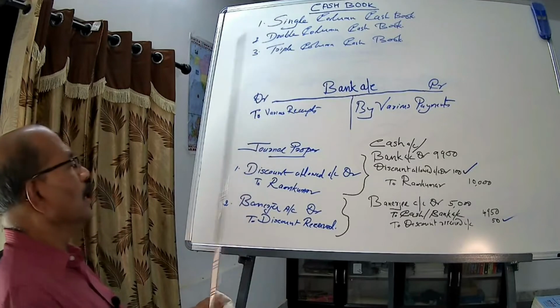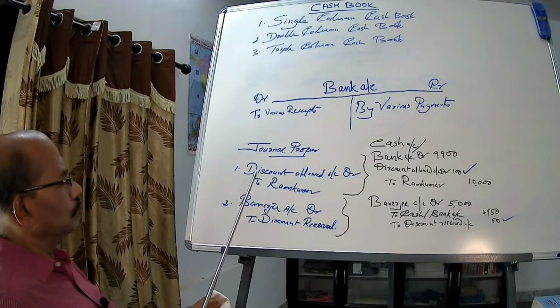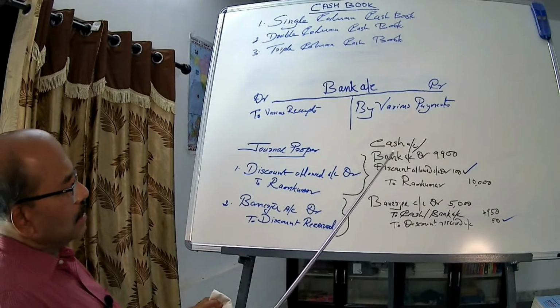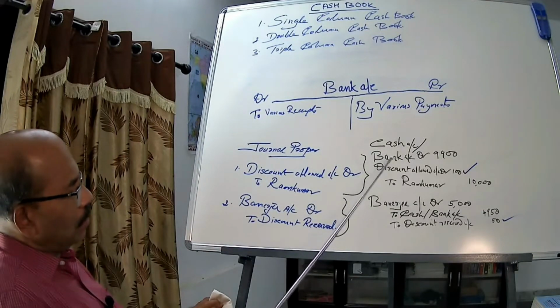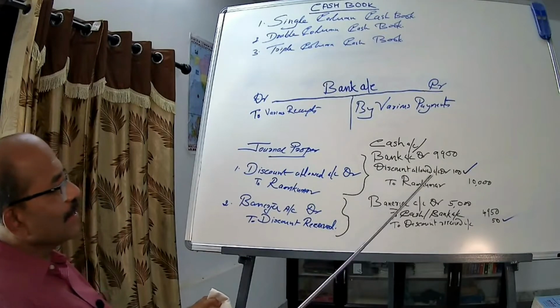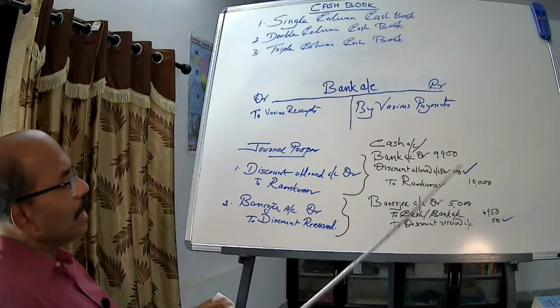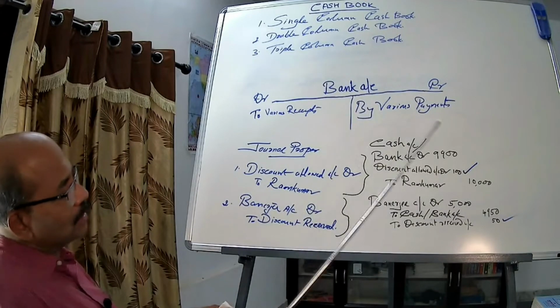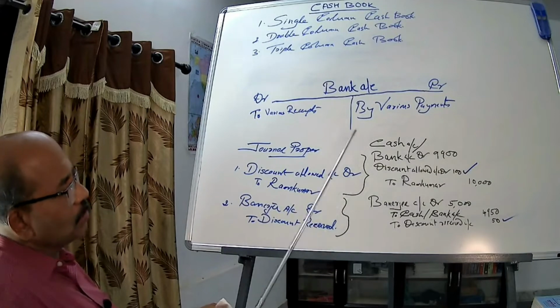For example, let me assume that there is a transaction: cash account or bank account debit 9,900, discount allowed account debit 100, to Ramkumar 10,000. This is a journal entry. What will be the question? What must have been the transaction? Can you say what must have been the transaction?